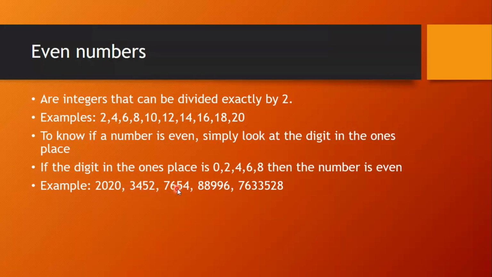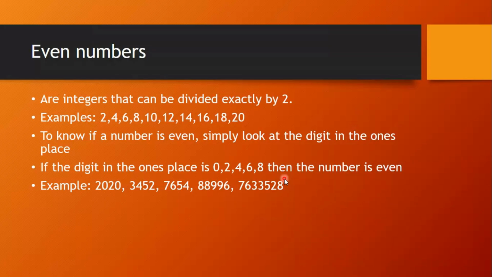Let's consider this other number, 7,654. Notice that the number in the ones place is 4, and 4 is even. So this entire number is even. Let's consider this other number, 88,996. Notice that the number in the ones place is 6, and 6 is even, so therefore the entire number is even. And the same thing applies for this number. 8 is even, and 8 is in the ones place, and therefore the entire number is even.